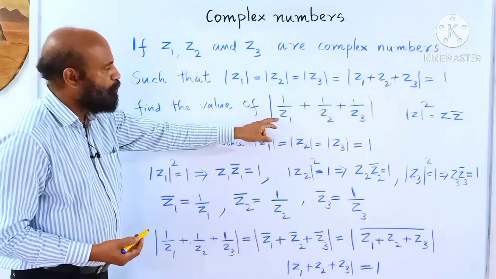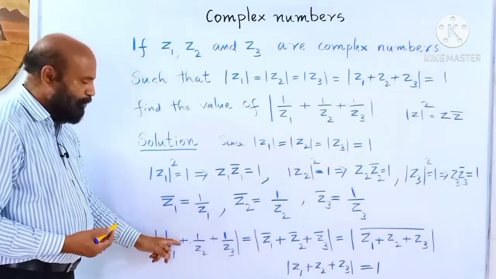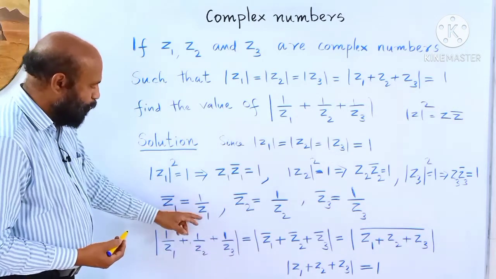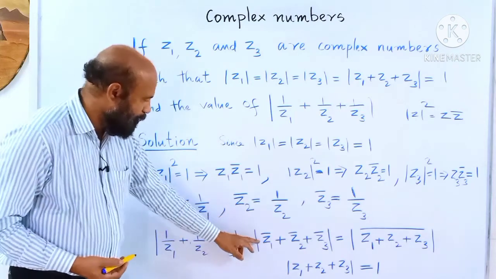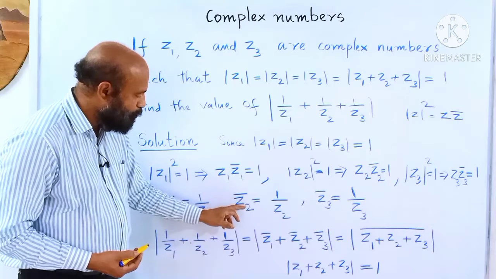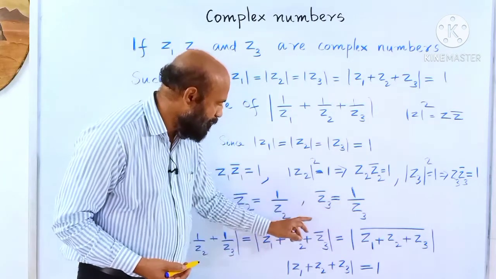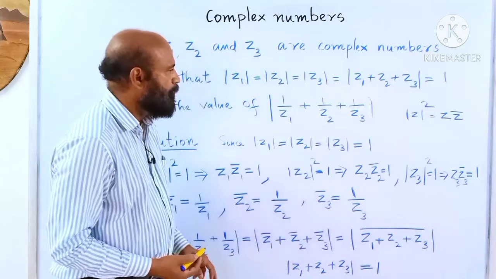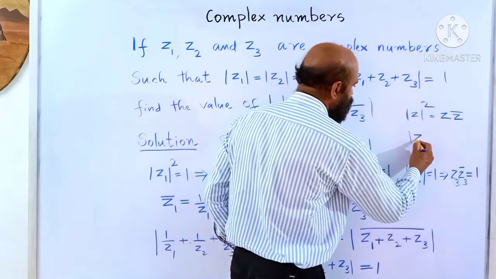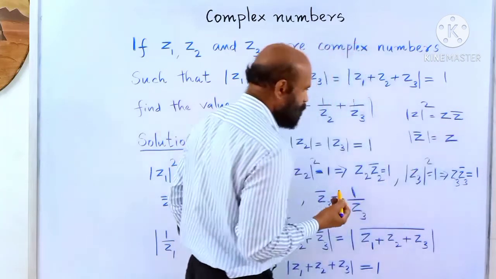Our aim is to find out the modulus of this. So modulus of 1 by Z1 plus 1 by Z2 plus 1 by Z3. But 1 by Z1 we can write as Z1 conjugate. Similarly 1 by Z2 we can write as Z2 conjugate. Then 1 by Z3 can be written as Z3 conjugate. Then you can use this property: modulus of Z conjugate is same as modulus of Z.